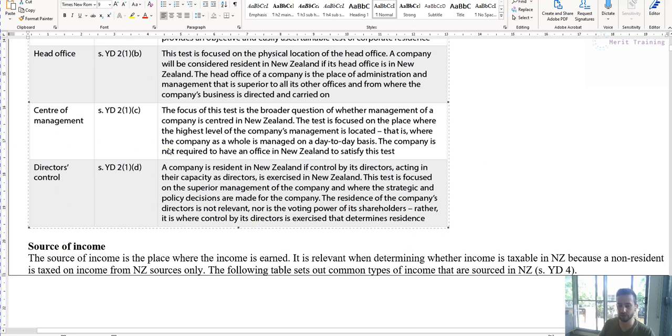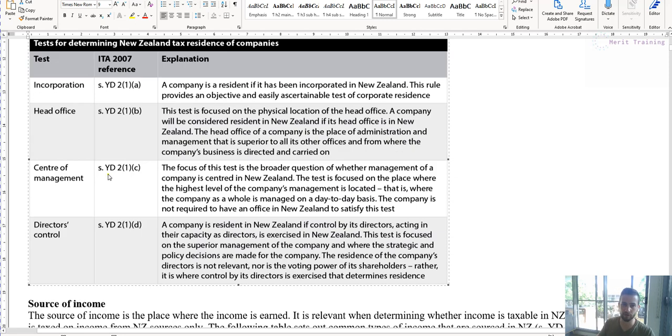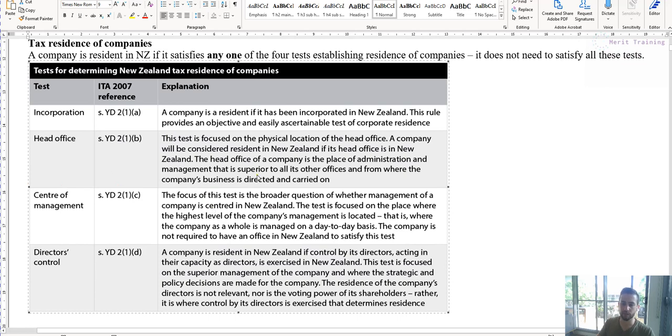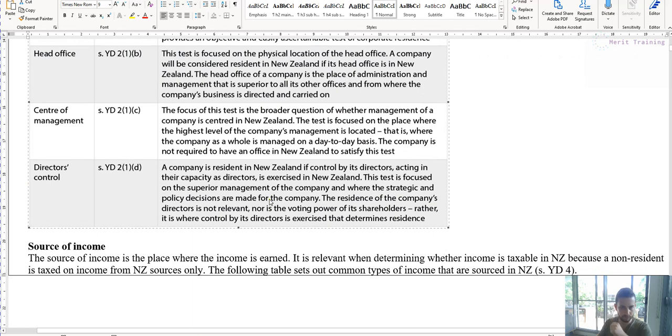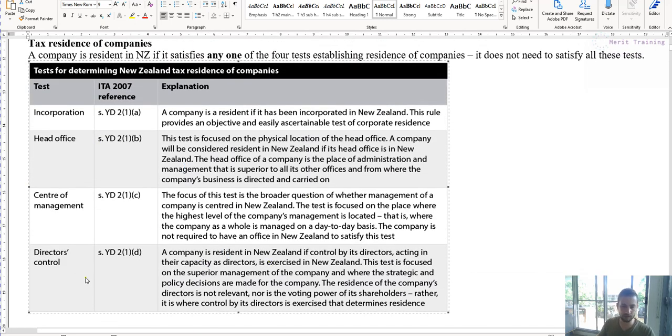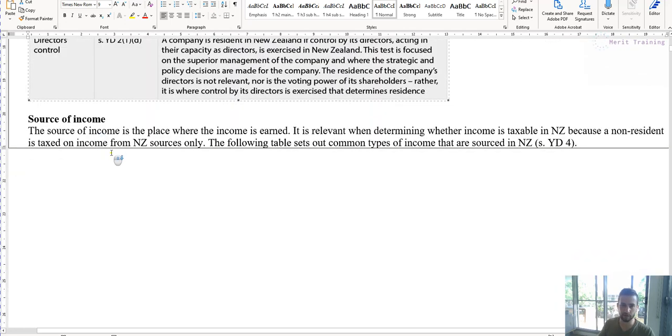So does the company fly out its directors once a year in order to make decisions at the AGM? That could indicate that the control by its directors is locally in New Zealand, even though it's got no management locally, no head office locally, no incorporation in New Zealand. So any one of these satisfied is likely to capture the majority of companies operating in New Zealand through one way or the other.